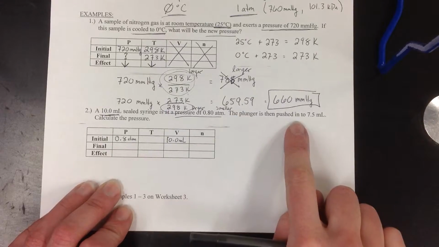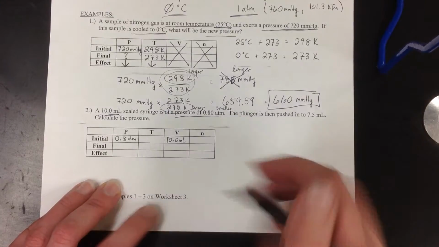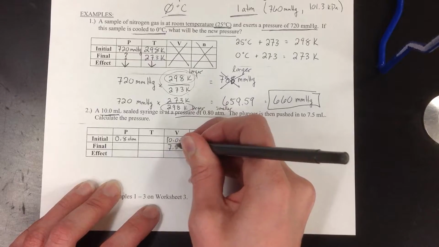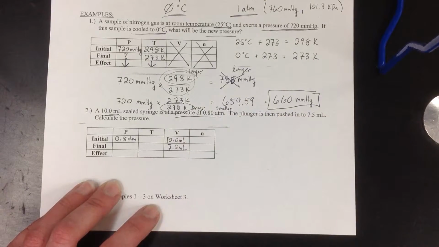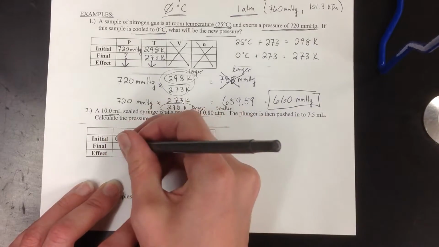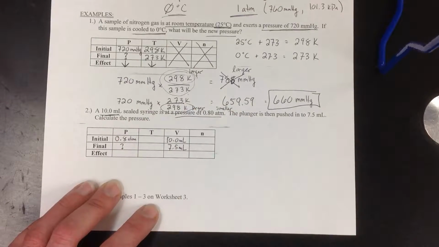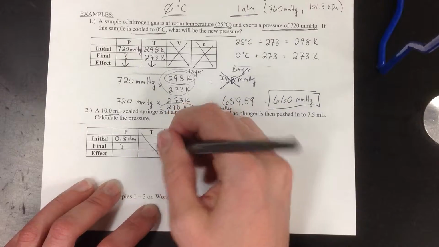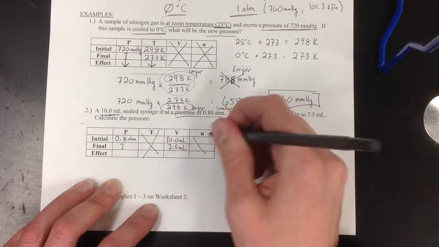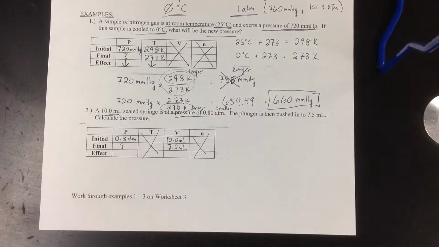I push in my plunger so that my volume changes to be 7.5 milliliters. And I want to know my new pressure. So that's what I'm going to be trying to find. I don't have any information for my temperature. I also don't have any information for my amount of particles. All I care about is pressure and volume.